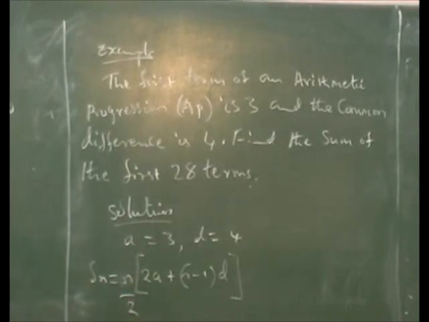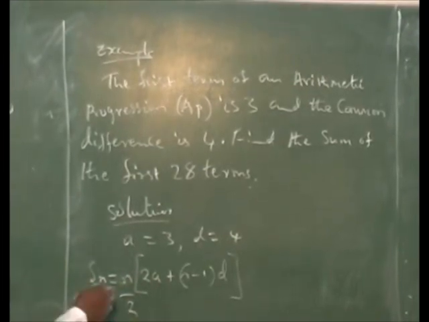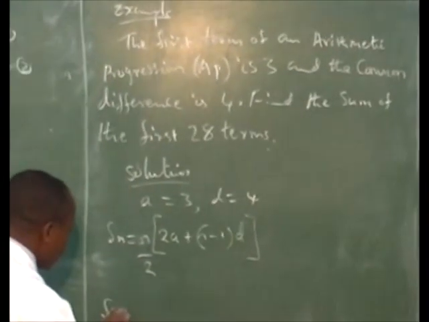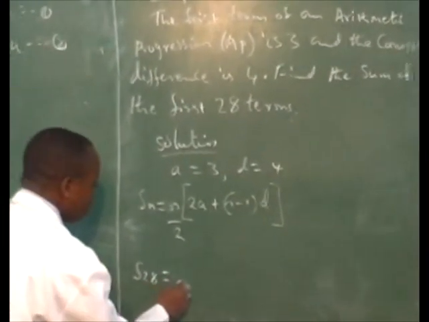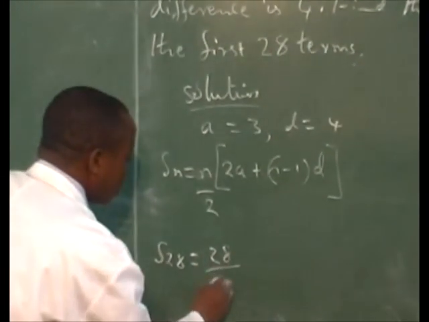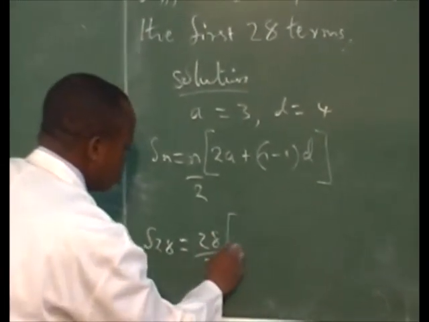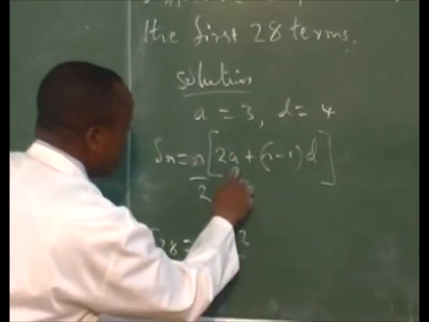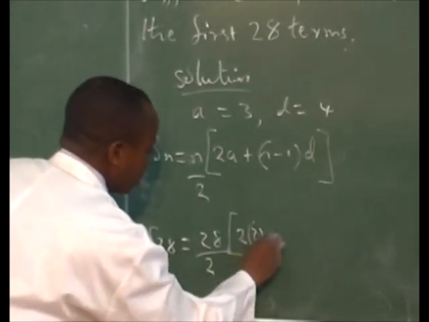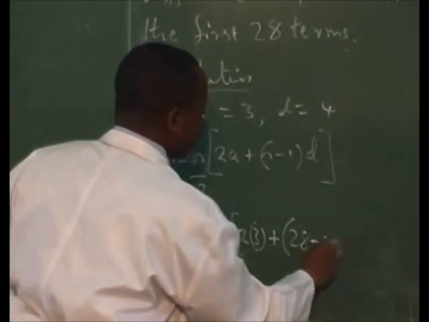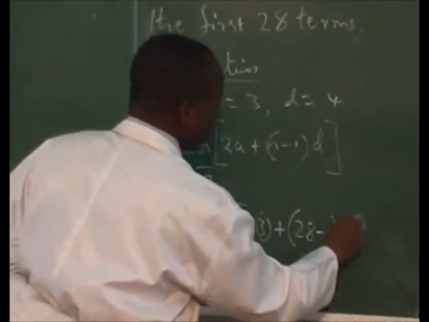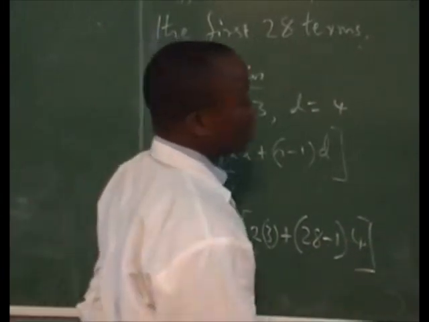All over 2. So we are going to fix it here. That is S28, and this 28th term will be 28 all over 2, times 2a, and a is 10, plus 28 minus 1 times d, and d is 4. That's how simple it is.